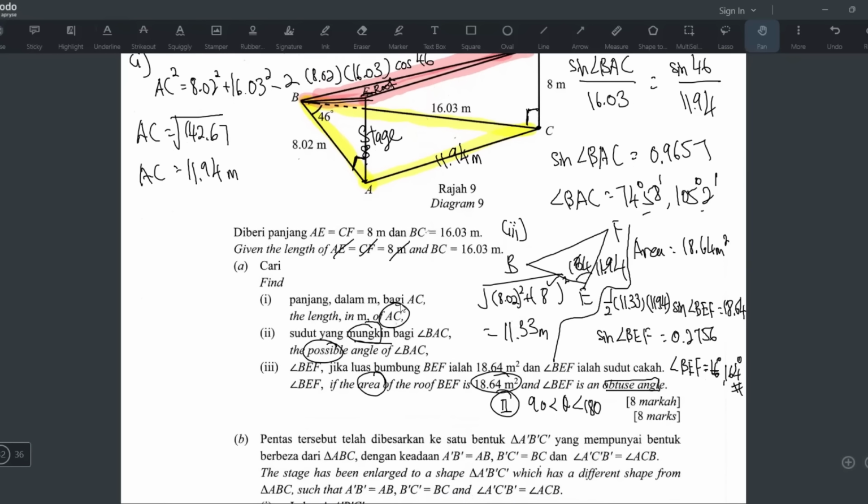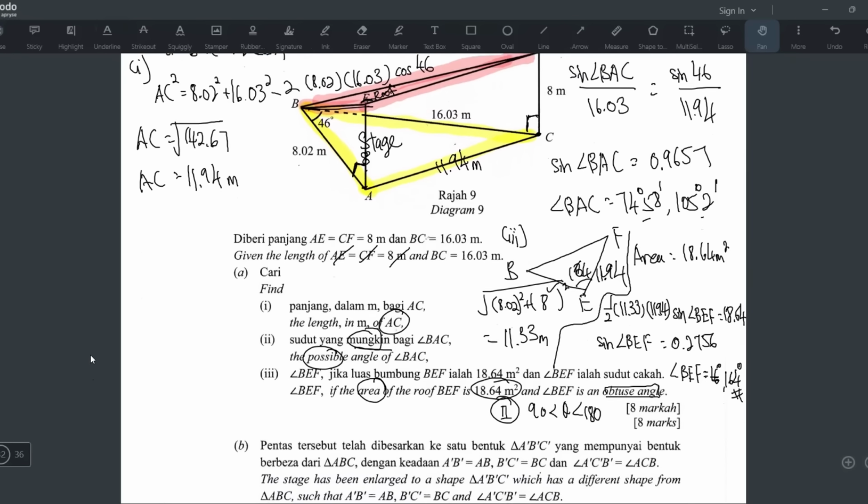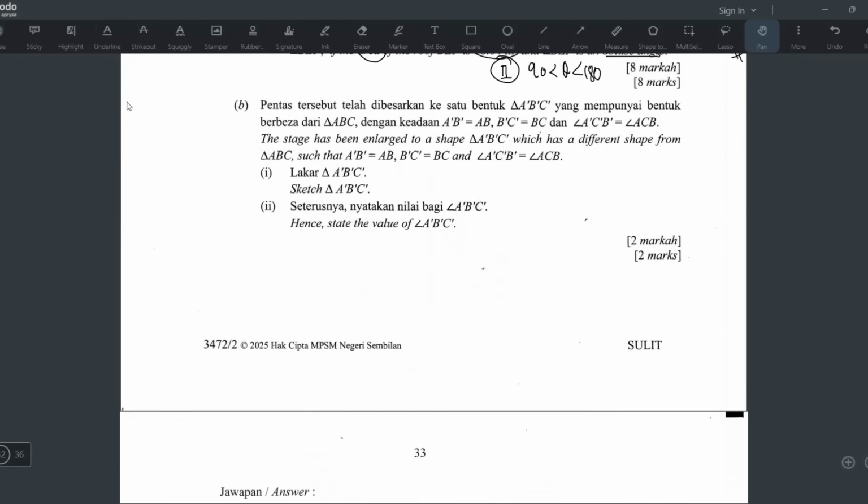Okay, so this is how I would do the A1, A2, A3. Okay, 8 marks already for this. Okay, so the full mark is 10 marks. So the remaining 2 marks must be from the next part lah.